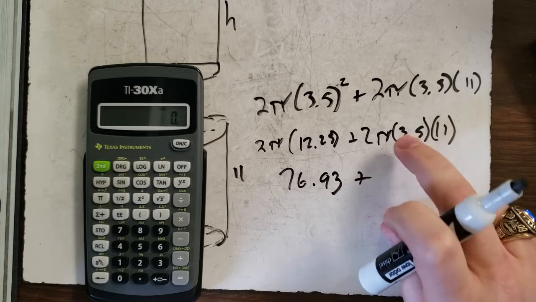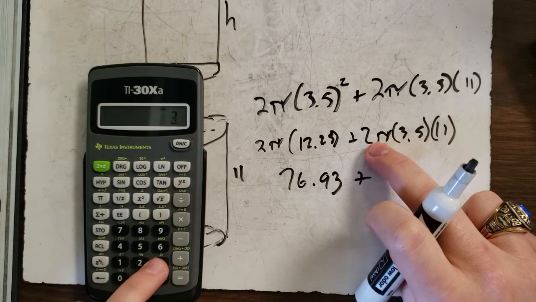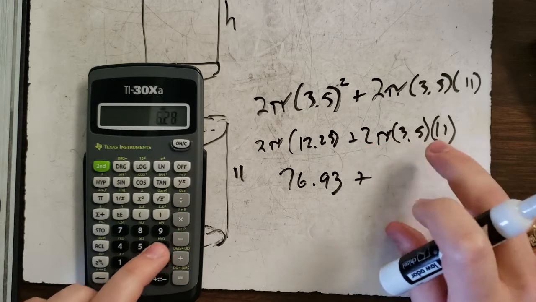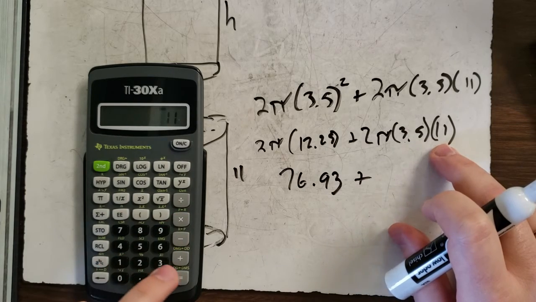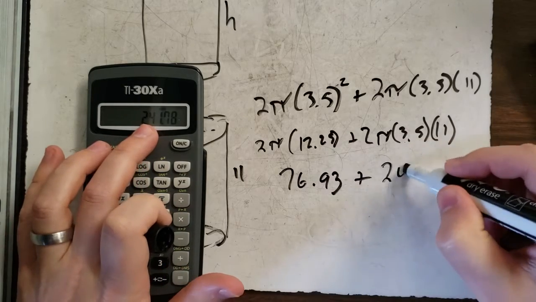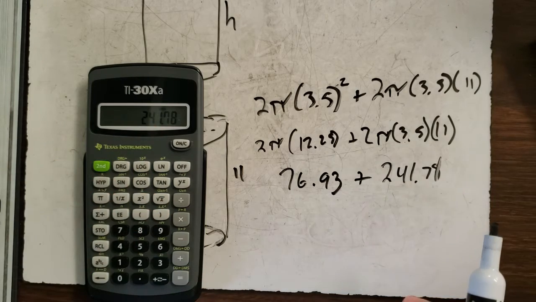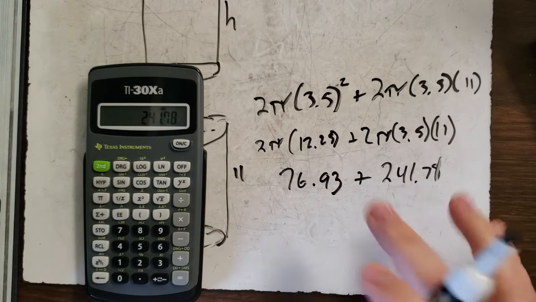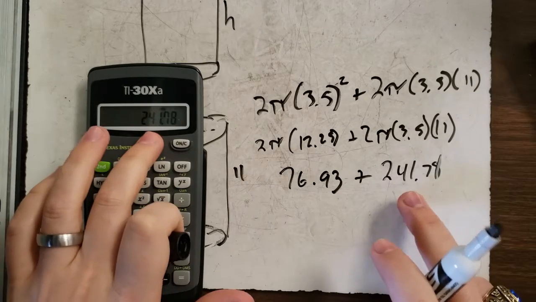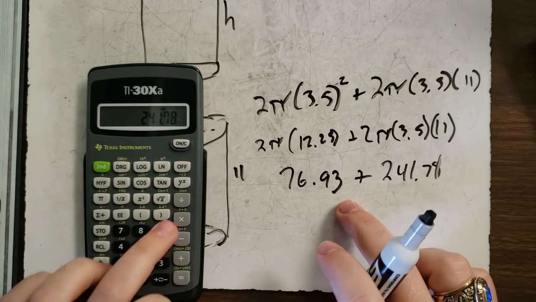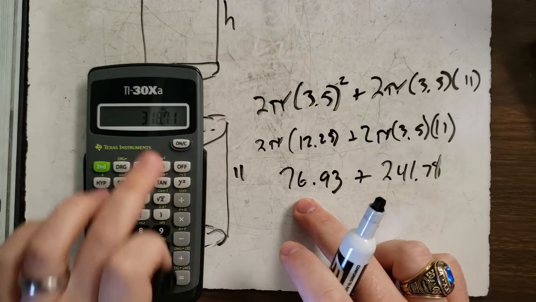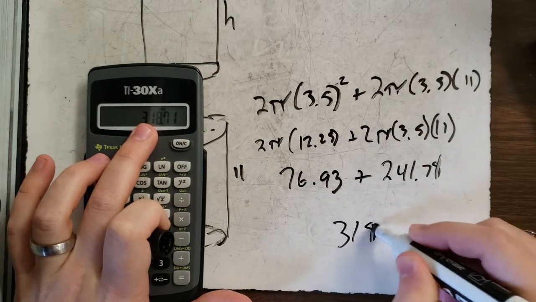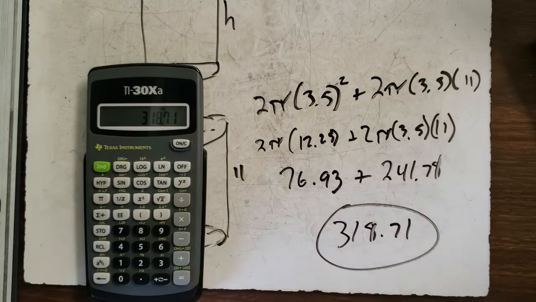Second part, this side here, we have 2 times 3.14 times 3.5 times 11, and that equals 241.78. Now, we take these two numbers and add them, okay? So we have our number 241.78 plus 76.93, and our answer totally is 318.71.